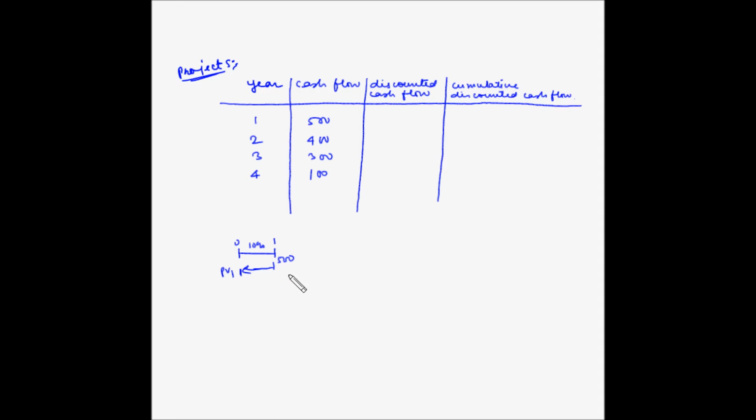Now, this will be a case of compound interest where the present value is PV1, the future value is FV1, and the rate of interest is 10%. So we know that future value in compound interest is equal to present value into 1 plus I to the power n, where n is the number of compounding periods, I is the rate of interest per compounding period, PV is the present value, and FV is the future value. So PV is equal to FV divided by 1 plus I to the power n.